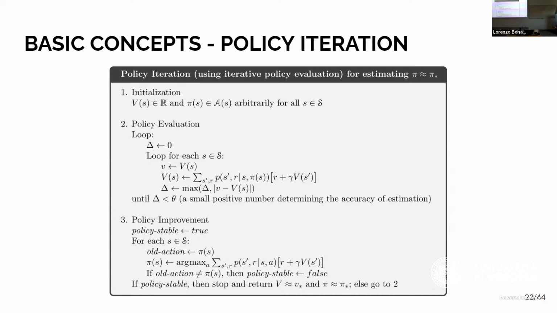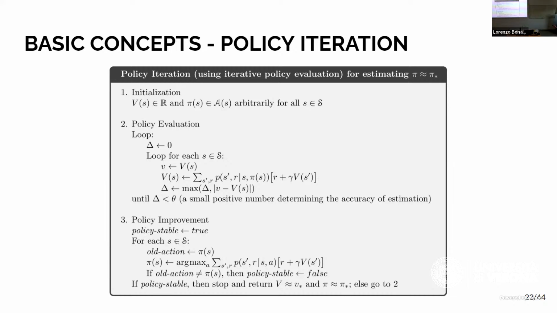However, the idea is that when we notice that the old action, which was the old policy, is different from the new one, what does it mean? It means that we found an action which is the best. We found a policy which is better than the previous policy we just computed. So the policy is not stable. We didn't reach convergence, and what do we do?